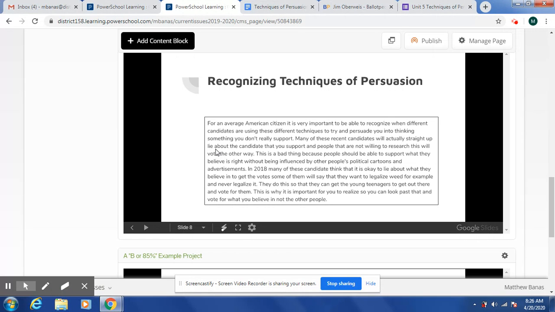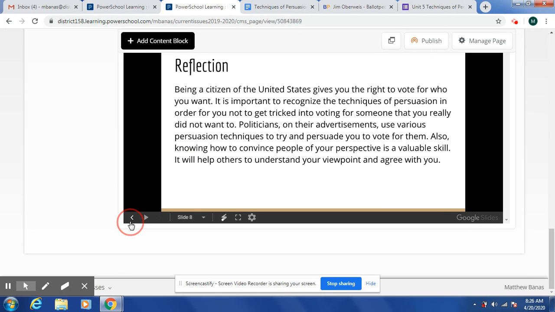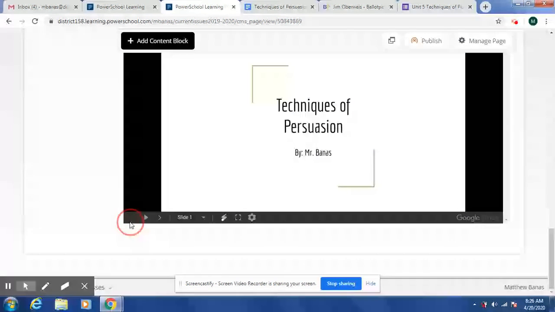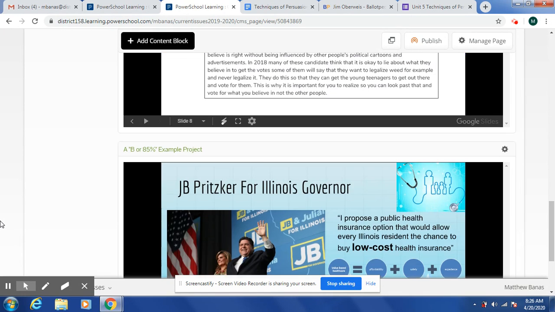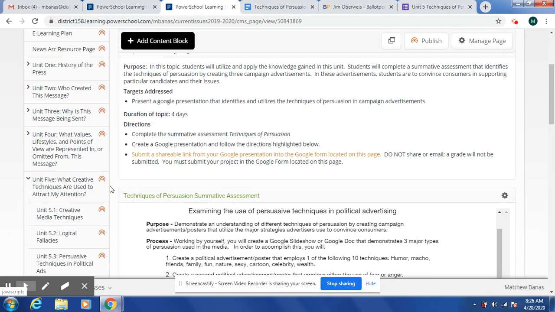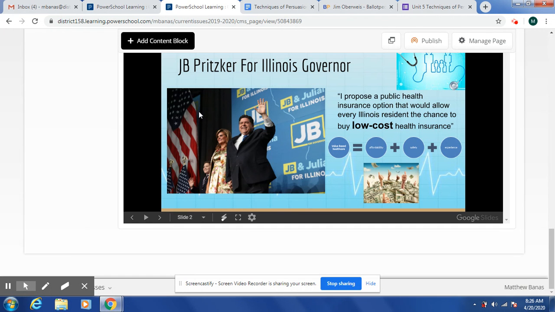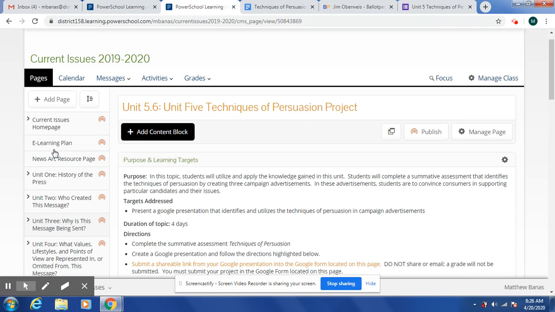The reason this is a B is that every candidate was Pritzker, right? I don't want everyone to be Biden or everyone to be Trump. I want you to look at three different people. So that's why that's a B. Even though the work was really good, I want you to pick three different politicians.